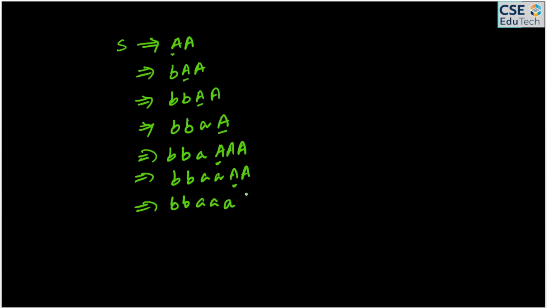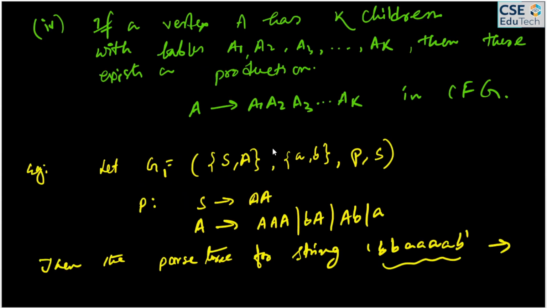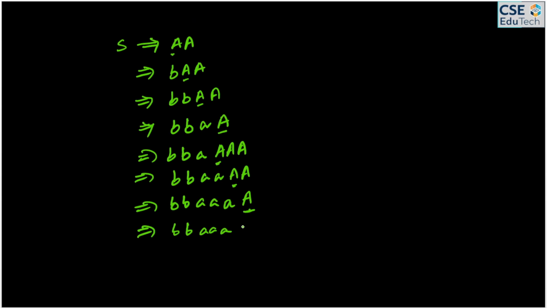Now A will remain. Now this A will be replaced by Ab. So b b a, and this A can be replaced by using this Ab. Now this A can be replaced by small a, b b a a b. So now we have generated this terminal string from the production rules, that is b b a a b.